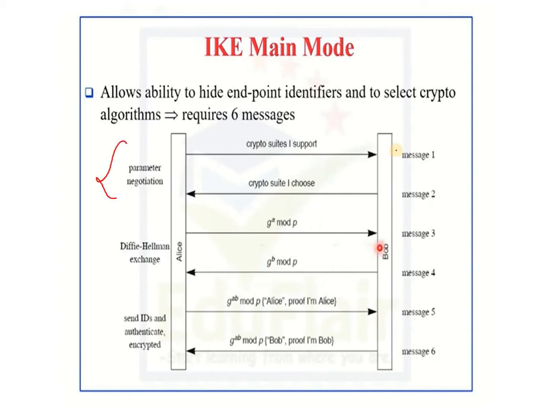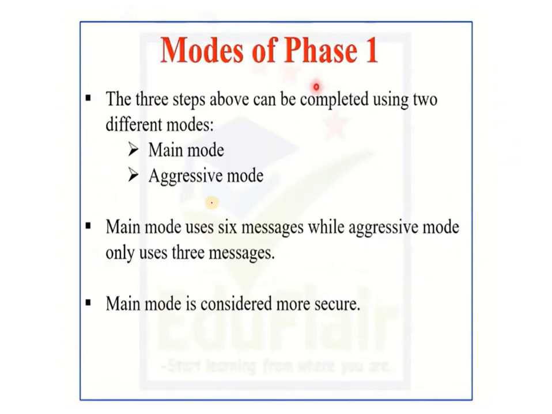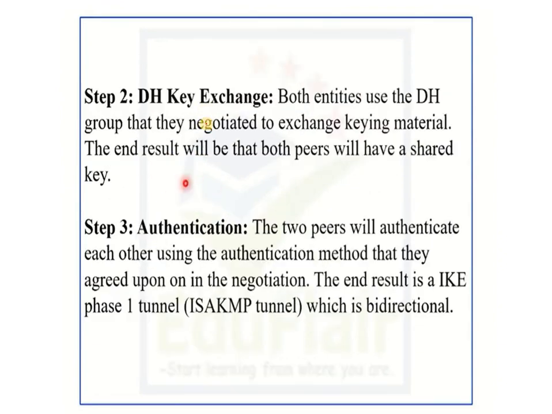The first two messages are crypto suites I support and crypto suites I choose. This is for the negotiation. So it is called cookies. Cookies will be established between the two parties. In the third and fourth messages is the Diffie-Hellman key exchange algorithm. So we have 3 steps in phase 1: negotiation, Diffie-Hellman key exchange, then authentication.